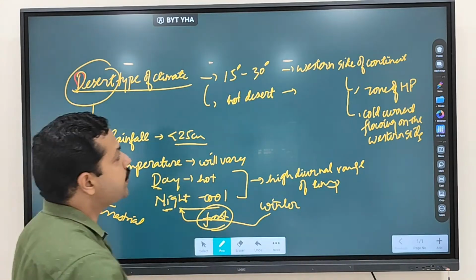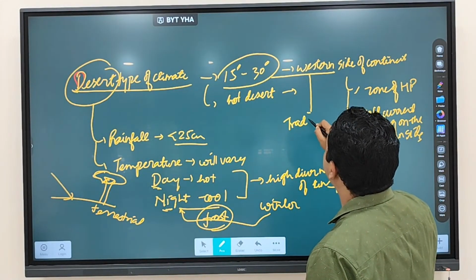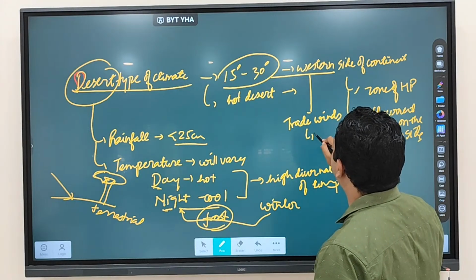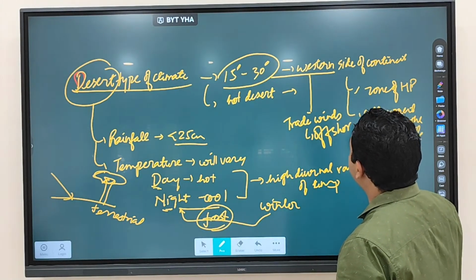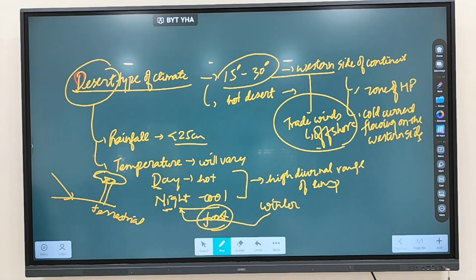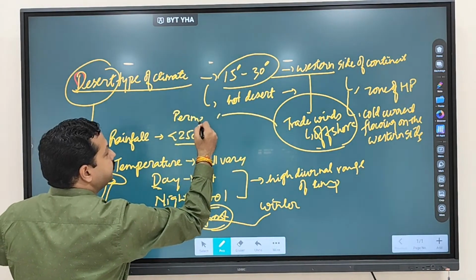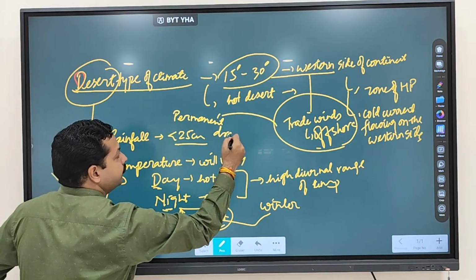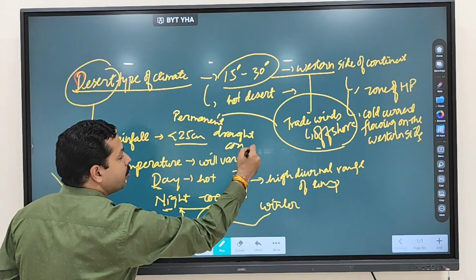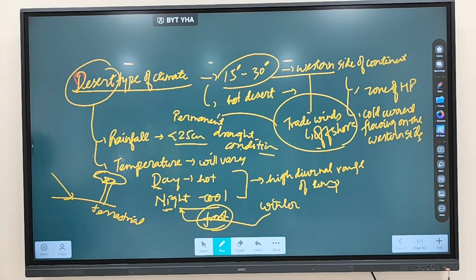Now, through this entire belt, 15 to 30 degree western side, the trade winds are offshore throughout the year. That's why you don't see rainfall in these regions. So permanent drought conditions are there. Fine.